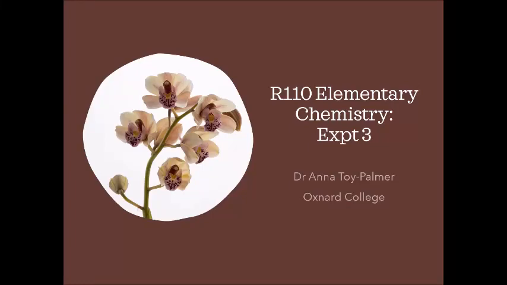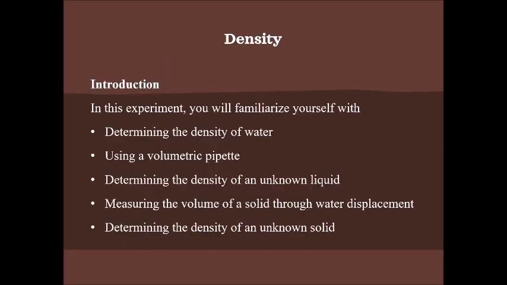We're going to be doing experiment 3 from elementary chemistry R110. We're going to be learning about density, in which we determine the density of water. You're going to learn how to use a volumetric pipette, determine the density of an unknown liquid, and also determine the density of an unknown solid. And one of the aspects is trying to determine volumes of solids that have unusual shapes by looking at water displacement.